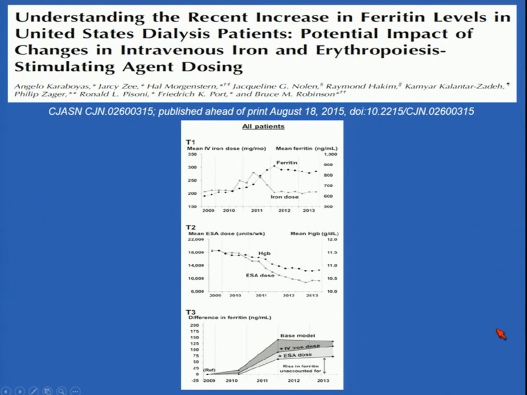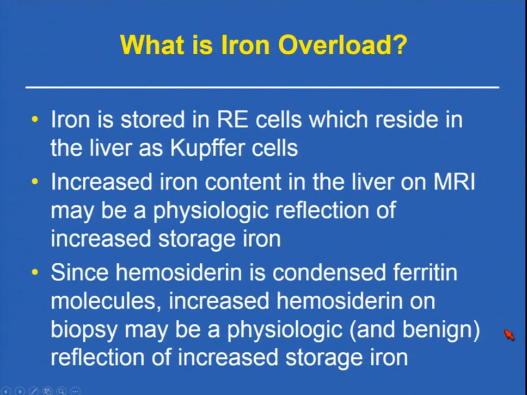So you can speculate, well, are dialysis patients sicker, more inflamed, have higher hepcidin levels, more iron is now being trapped in the RE system and less being released to transferrin and erythropoiesis, but the answer is we just don't know for sure. So that shifts us to a question: what actually is iron overload?